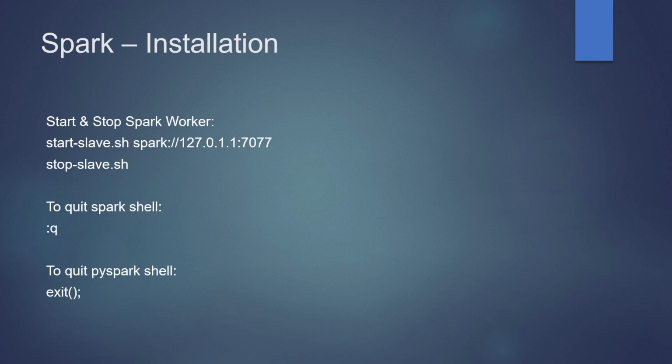We need to start slave using the start-slave.sh along with the Spark master URL. To quit Spark shell, we need to use the command :q, and to quit PySpark shell, we need to use exit(). That's all for the video.